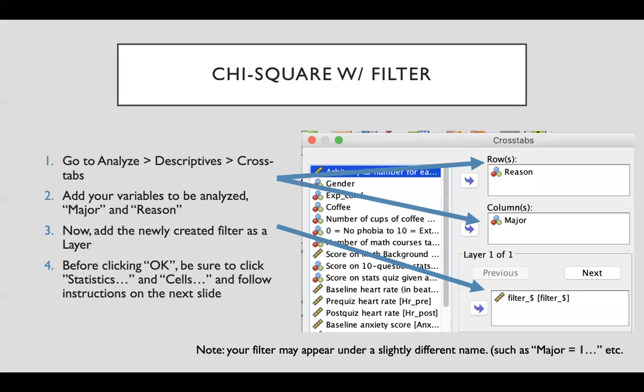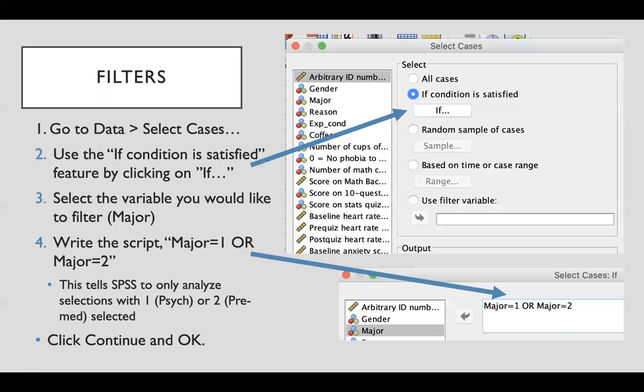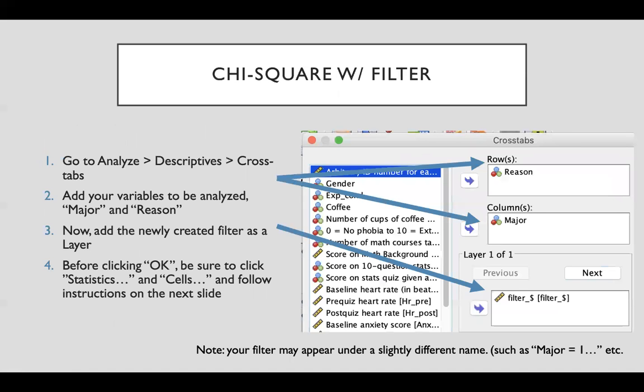When you run chi-square with a filter, you would start off by running a chi-square the same way that we learned, which, as a refresher, is analyze, descriptives, crosstabs, and then you want to add your variables to be analyzed, which are major and reason. Doesn't quite matter the order. And then you have to add the newly created filter as a layer. When you make a filter, it creates a filter variable in your variable list, so you want to add that as a layer down here.